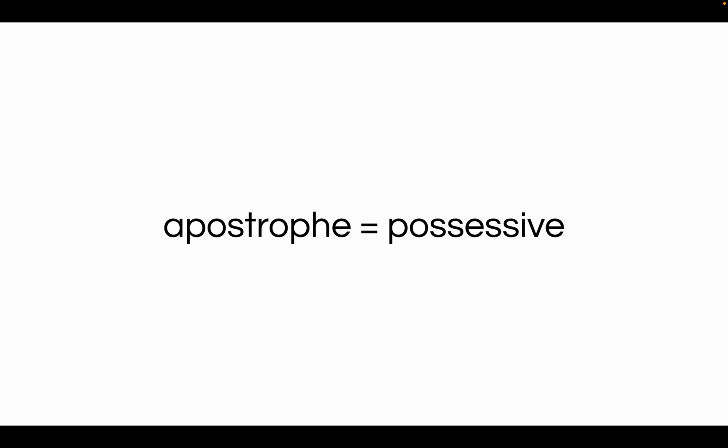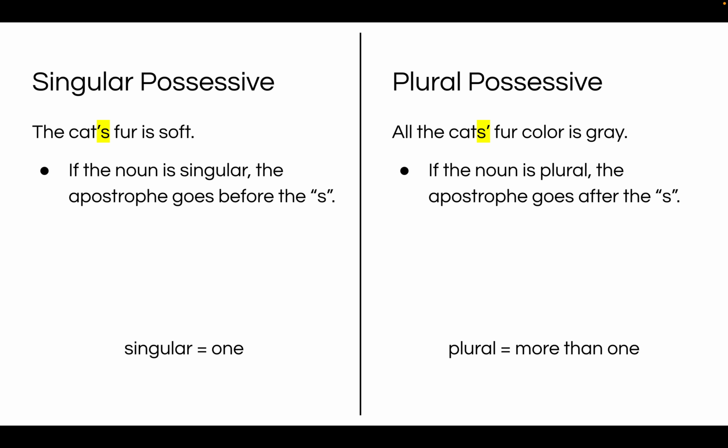Okay, so apostrophe shows possession. Remember this, on nouns, if you see an apostrophe, it owns something. The thing after it, it's theirs, okay? So for example, singular possessive, again, singular means one. If you're single, there's only one of you. You don't have a boyfriend, you don't have a girlfriend, okay? You're single, there's only one. The cat's fur is soft. The apostrophe goes before the S.